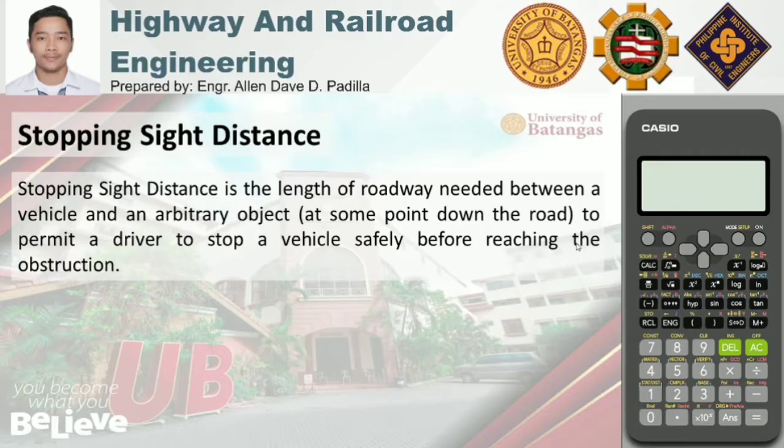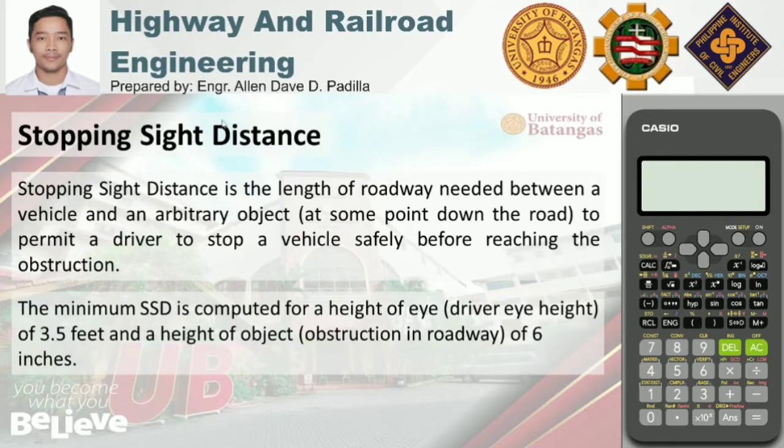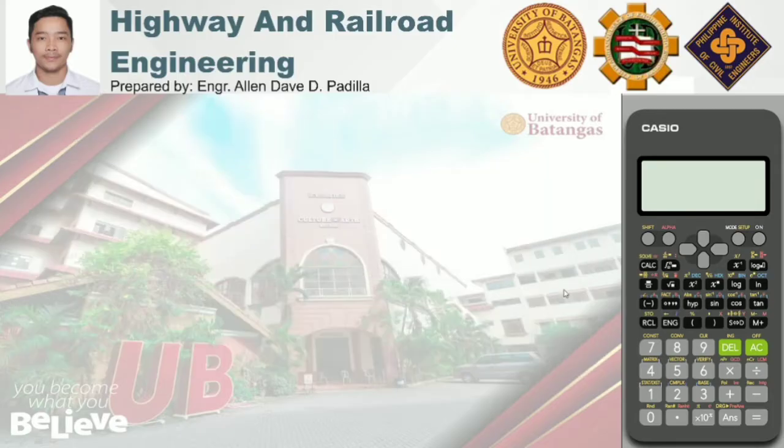First is yung vehicle, and the second one is the object which serves as an obstruction. So in the computation of the minimum stopping sight distance, kino-consider natin yung height ng driver's eye and yung height ng obstruction. So yung na-derive nilang standard value is 3.5 feet para sa driver's eye height and 6 inches para naman sa height ng obstruction.